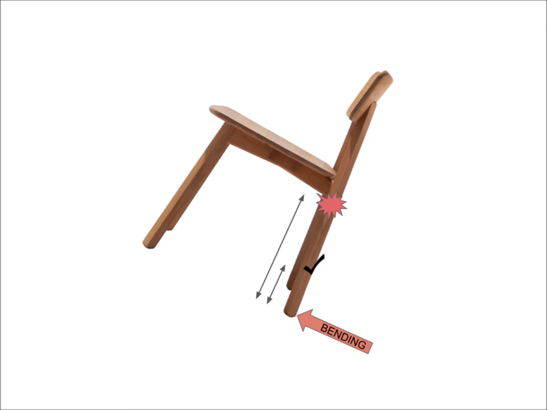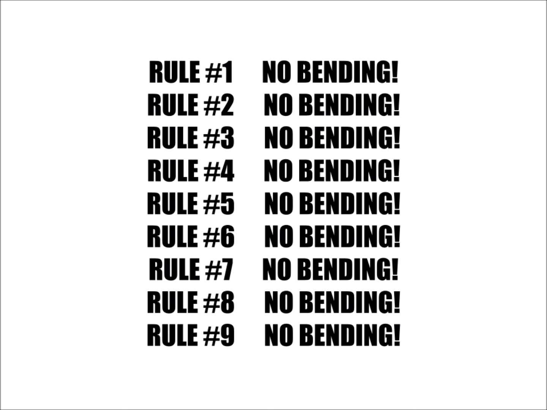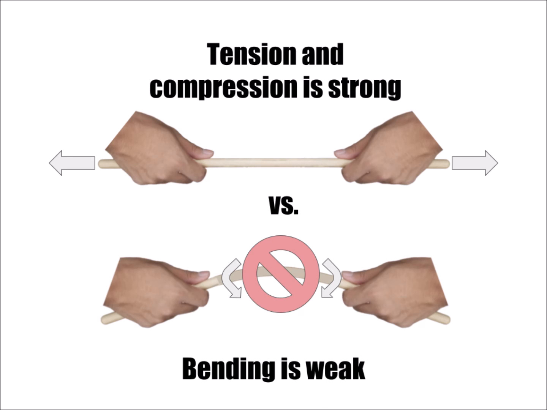The parts of the leg closer to the load see less stress, and it's maximized at the point where the leg is fixed to the seat, because the bending force has the most leverage there. Rule number one is no bending. As a reminder, think about how much you can stretch a stick versus how much deflection you can get if you bend it. Avoid bending and your structure will be far more rigid.